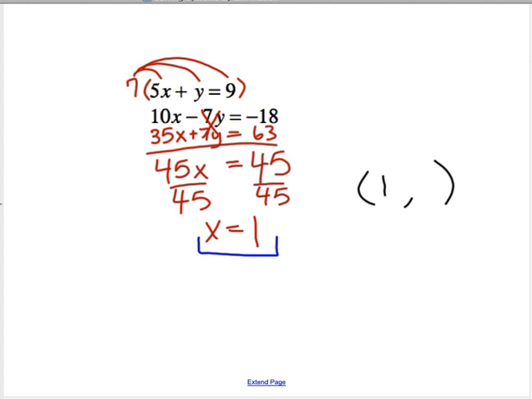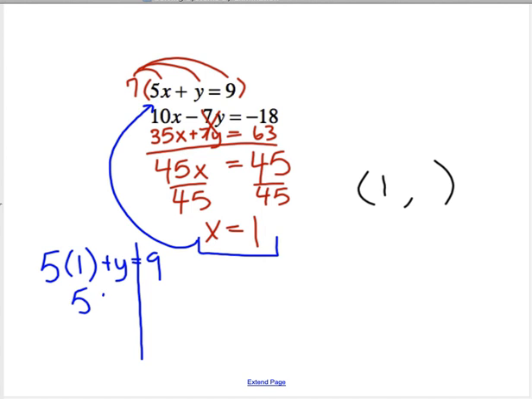I'm going to use my x value and substitute it into any of the two equations. Rewrite with my new x as 1. So I'm substituting 1 in for x to solve for y. Now I'm solving. 5 plus y is 9. Subtract 5, y equals 4. So my solution is (1, 4).